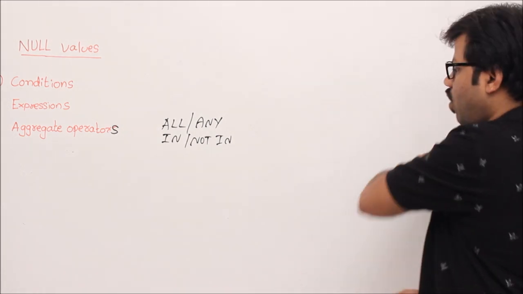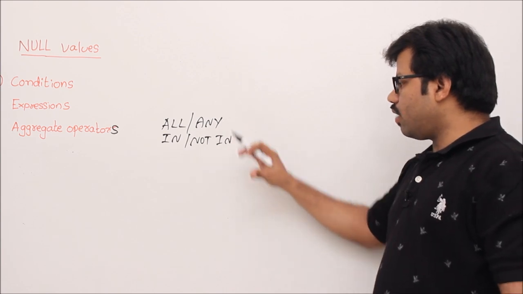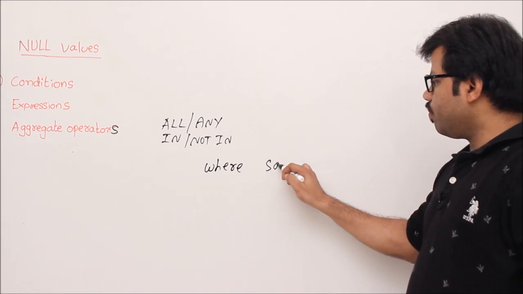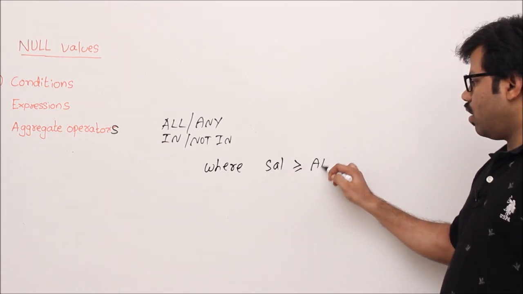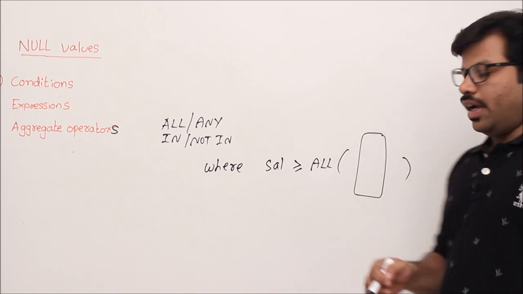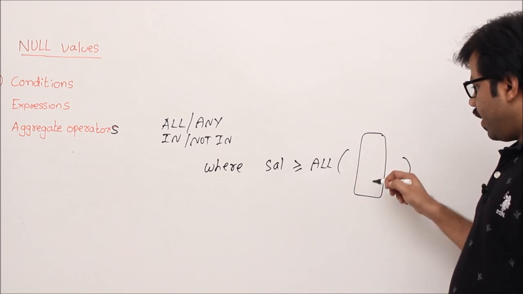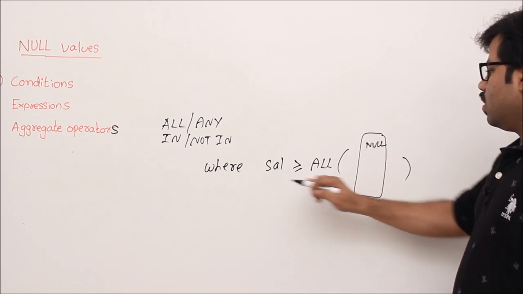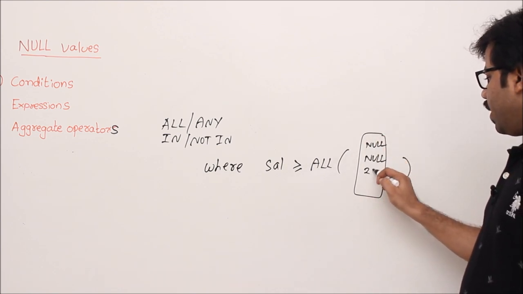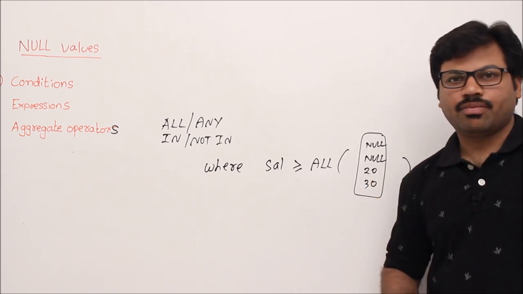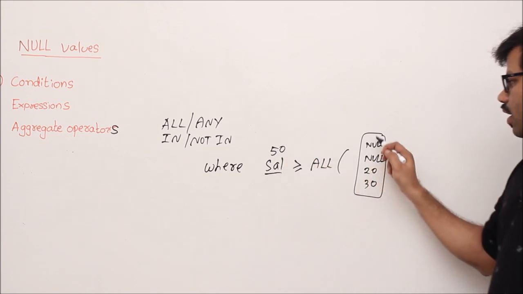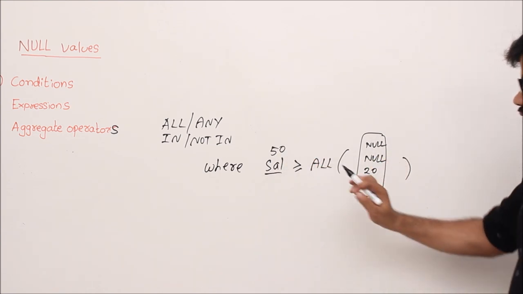Example, I am not writing the whole query, I am just writing part of the logic: where salary is greater than or equal to ALL of some values. In this table, you have null values. So salary greater than or equal to ALL of the values here: null, null, 20, 30 at this moment. So this salary value is 50. Is this 50 greater than or equal to ALL? We will see.